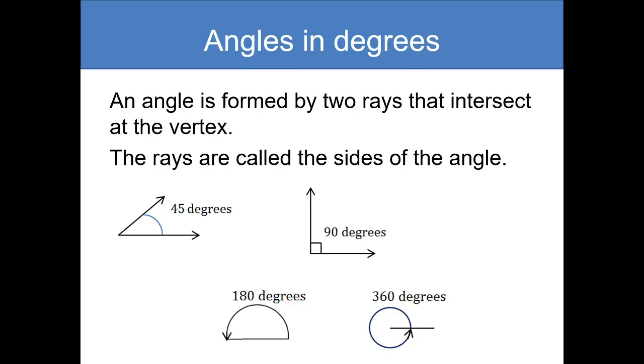Some things we should know and some different angles we should know is that an angle is created by two different rays that intersect at a vertex. Rays are where two things that start at a location and go out. In this case, we call these angles, or sides of an angle.